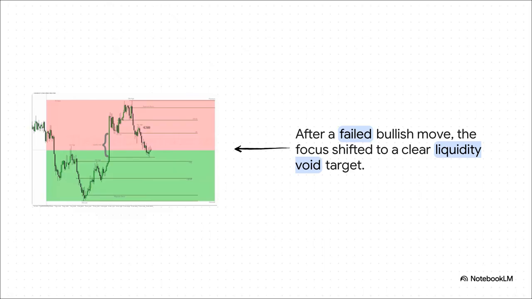When that bullish idea failed on Tuesday, the analysis flipped immediately. The focus shifted from buying at a discount to selling from a premium, and the new target, a discount array. And just look at this. There was a clear liquidity void sitting right below the market on the 4-hour chart. That became the new high-probability objective. Price was just drawn to it like a magnet.